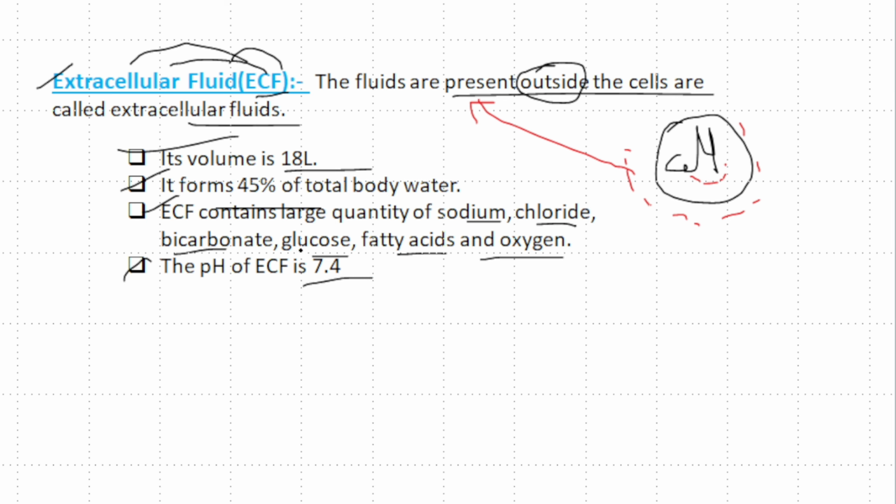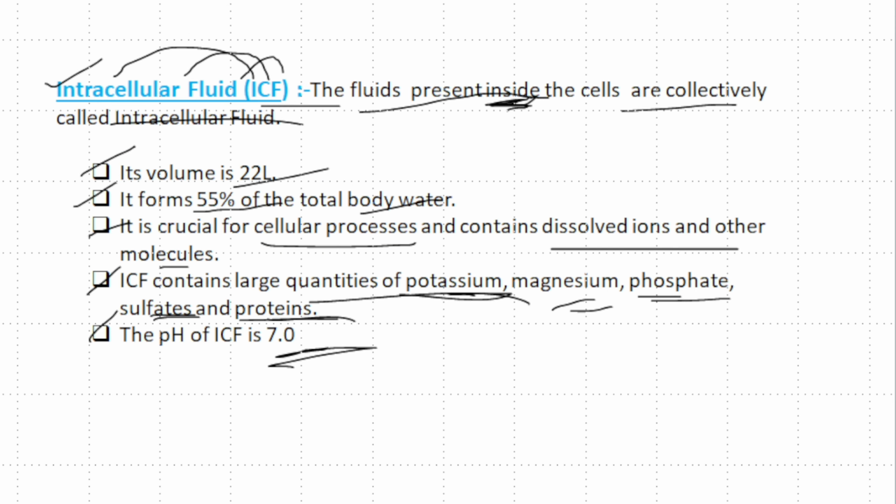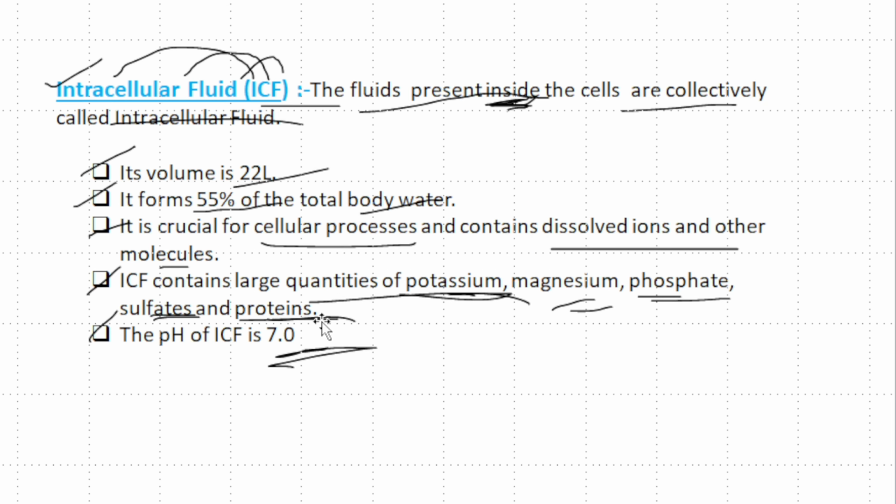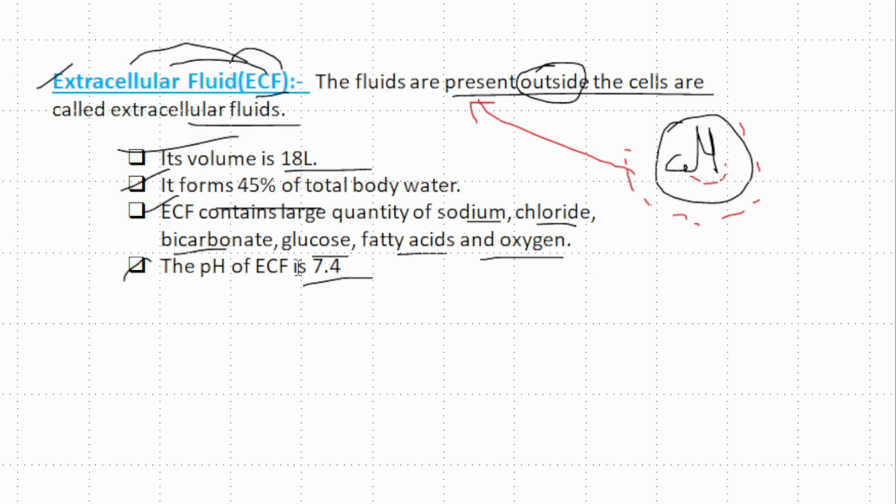So you see that ICF contains large quantities of potassium, magnesium, phosphate, sulfate and protein, and its pH is 7.0. And the ECF, its volume is 18 liters and it contains a large quantity of sodium, chloride, bicarbonate, glucose, fatty acid and oxygen, and its pH is 7.4. So the pH of intracellular fluid is more acidic than the extracellular fluid.